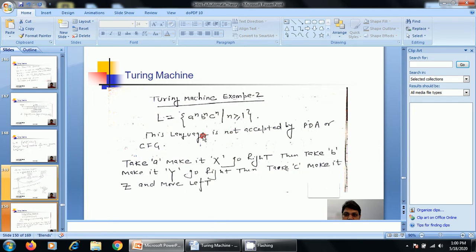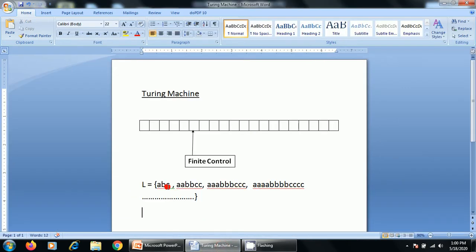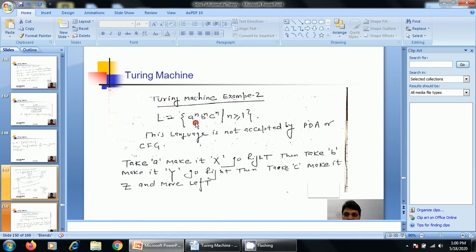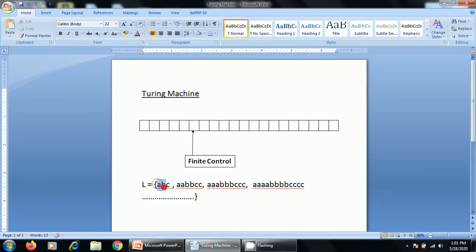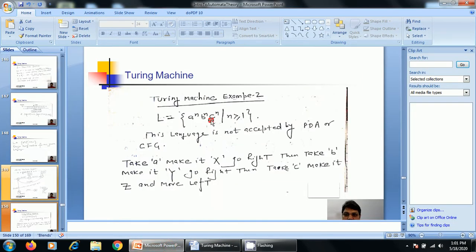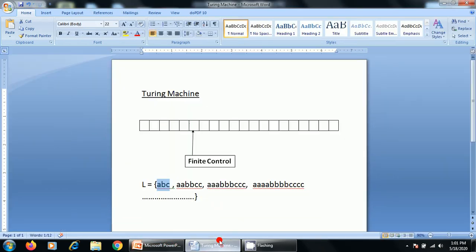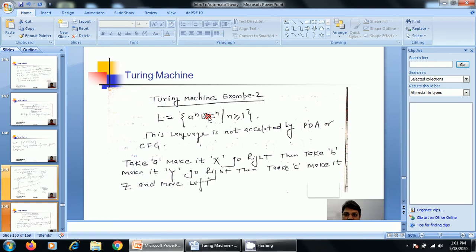See, what is the language? What is the set of strings for this language? The set of strings are like this, because a power n, b power n, c power n. If n equals 1, then abc is a string of this language. When n equals 2, then 2 times a, 2 times b, 2 times c is a string of this language. Now when n equals 3, then 3 times a, then 3 times b, and then 3 times c is a string of this language.